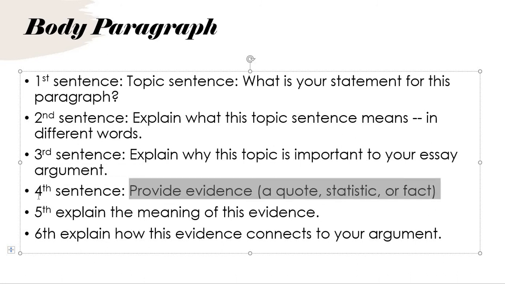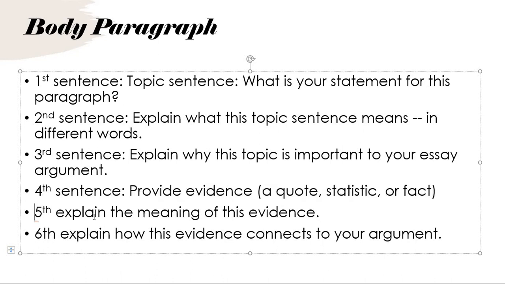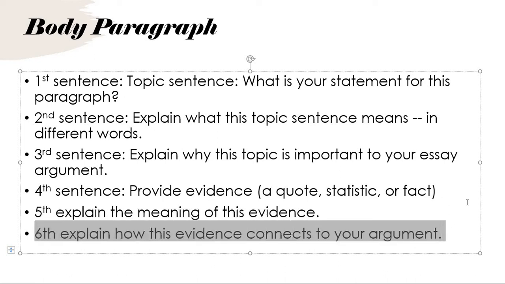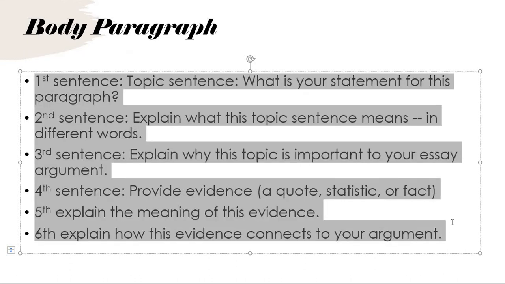Now don't just leave your evidence and your quotation there, but also explain it. And that's what you're doing with the fifth sentence. You're explaining the meaning of this evidence. What does this quote mean? What is it trying to say? And then how does that evidence connect to your argument? How does it prove what you are saying in your body paragraph?